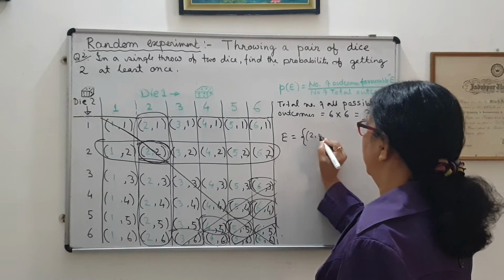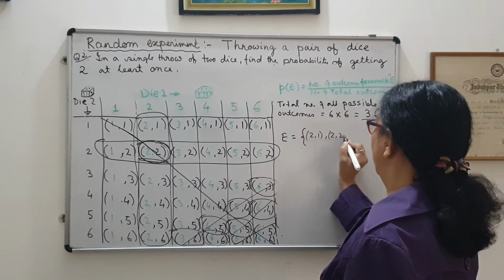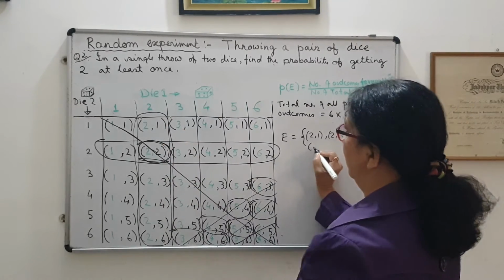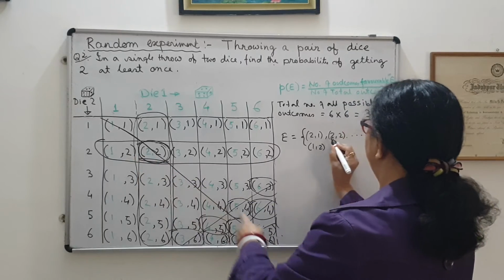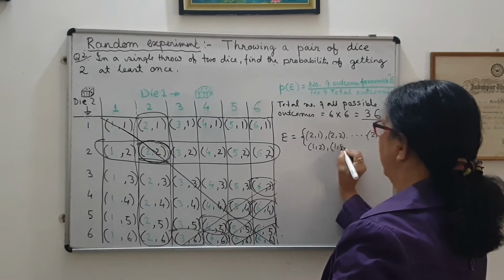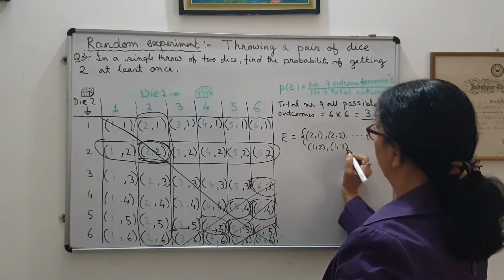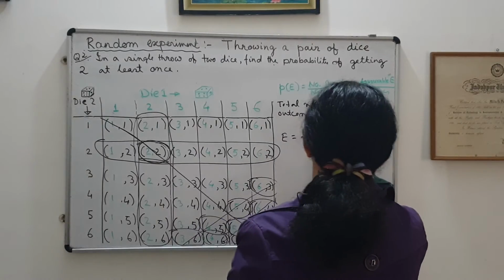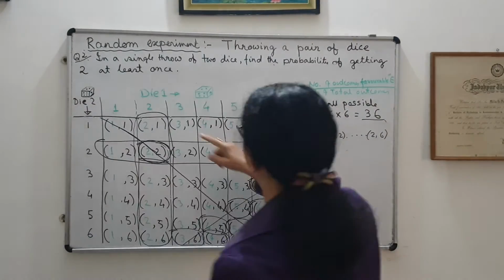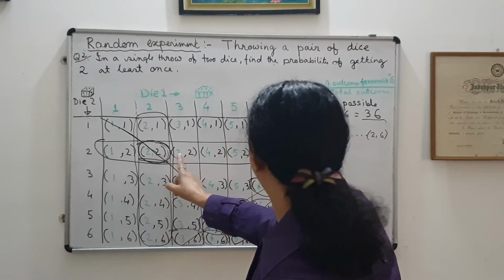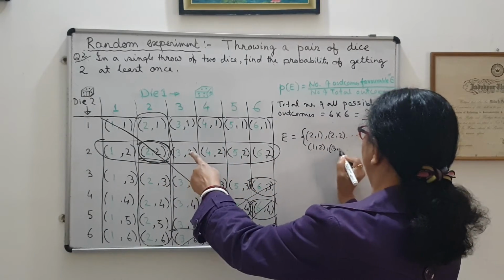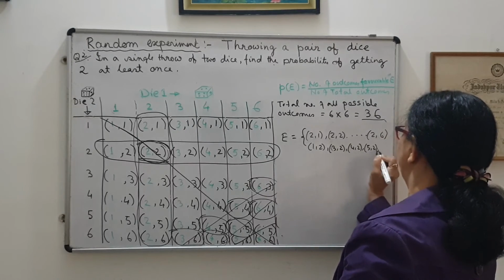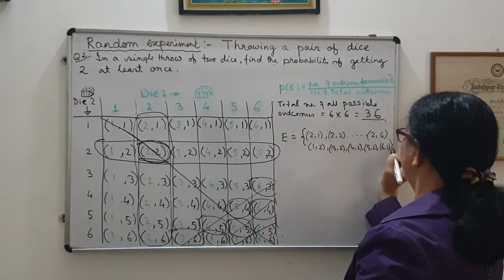So let me write it down this way: 2,1; 2,2; dot dot up to 2,6. Then 1,2. I will not take this 2,2 because it's already taken. Just a minute. I have taken this one, so I have to take 1,2, then not 2,2, then 3,2, 4,2, 5,2, and then 6,2. This will be our event.